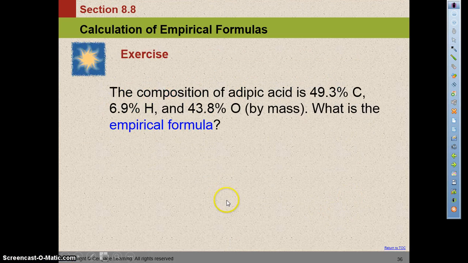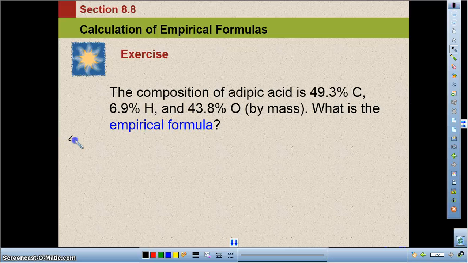All right, let's look at an exercise that's going to help us do this again and give us another example to go by. And this time we have 3 separate elements in this compound. And they tell us that this is 49.3%, 6.9%, and 43.8% by mass, which means that if you add these 3 up, you get 100%. So I can say that that is 49.3 grams of carbon.